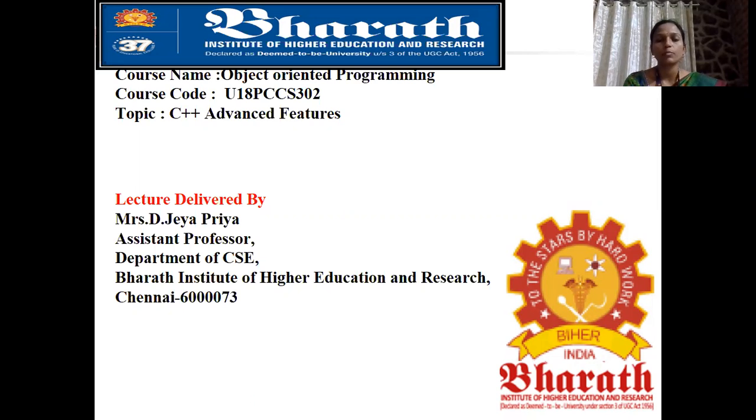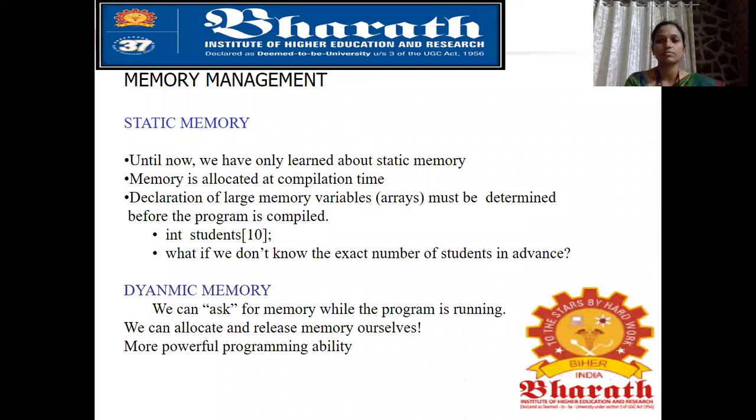In object-oriented programming, I am going to explain C++ advanced features. Memory management. Memory means the space to store the data. There are two types of memory: static memory and dynamic memory. Until now, we have only learned about static memory.